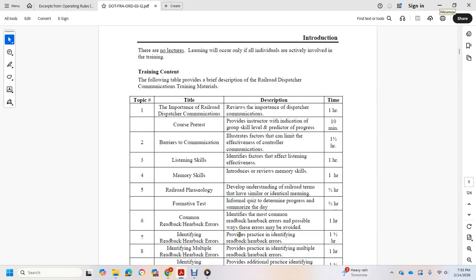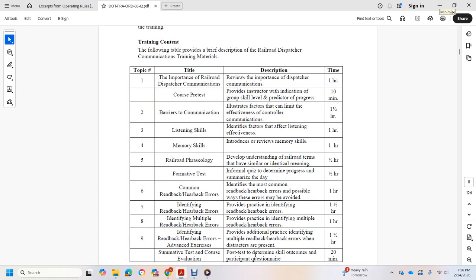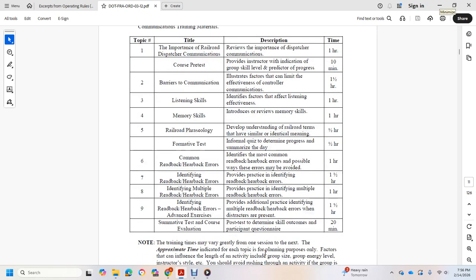Identifying readback, hearback errors. Provides practice identifying readback, hearback errors. 8. Identifying multiple readback, hearback errors. Practice identifying multiple readback, hearback errors, 1 hour. Identifying readback, hearback errors, advanced exercise. Provides additional practice identifying multiple readback, hearback errors when distractors are present. Summative tests and course evaluation. Post-test to determine skills outcome and participation questionnaire.